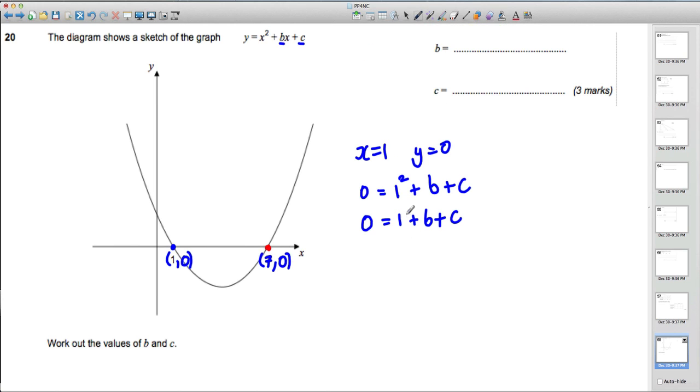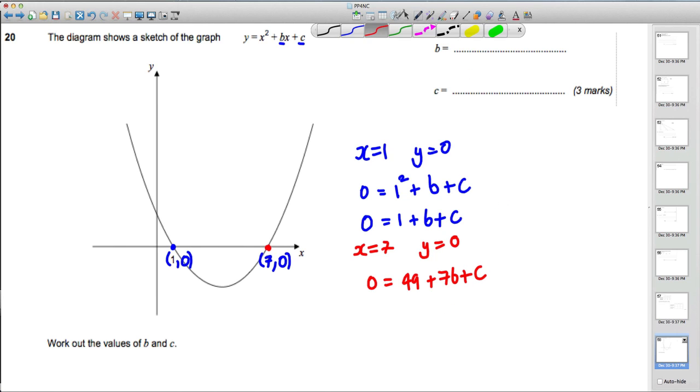The next one, let's substitute in x is 7 and y is 0. So we sub that in here, we get 0 is equal to 7 squared, which is 49, plus 7b plus c. Okay, so we have ourselves two equations. Here's equation 1, here's equation 2. We want to find b and c.